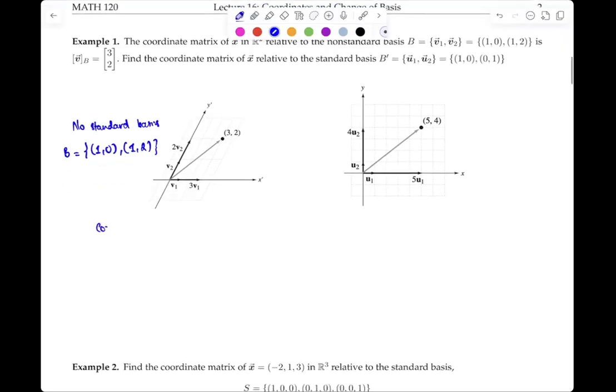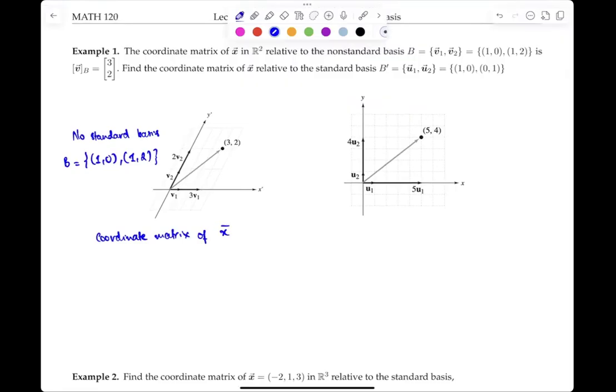So let me write this. So the coordinate matrix of, let me be careful here, of x relative to B is written as follows, right? So you have the vector x and you use brackets to write the vector, and underneath that you have B. That illustrates that this is the basis I'm working with, and this is equal to 3, comma 2, or this is the column vector 3, 2. Okay.